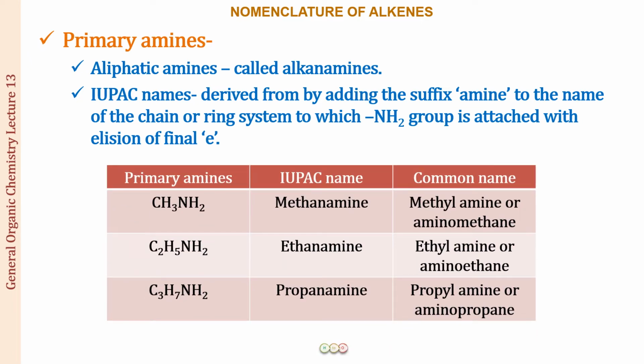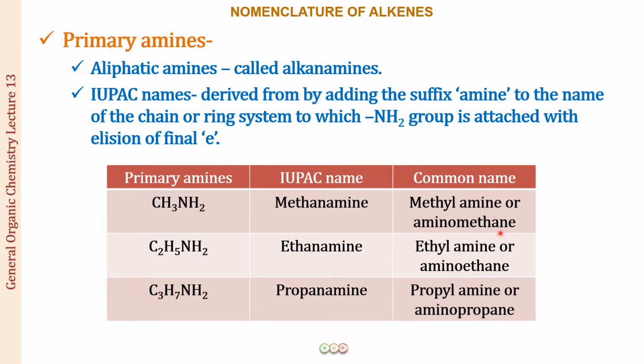So for the primary amines, for example, if you see over here, we have CH3NH2. The parent alkane over here was CH4, right? That means methane. So the compound is going to be methanamine. We have removed the E from here and added the amine to the corresponding alkane's name. And the common name is going to be methylamine or aminomethane.